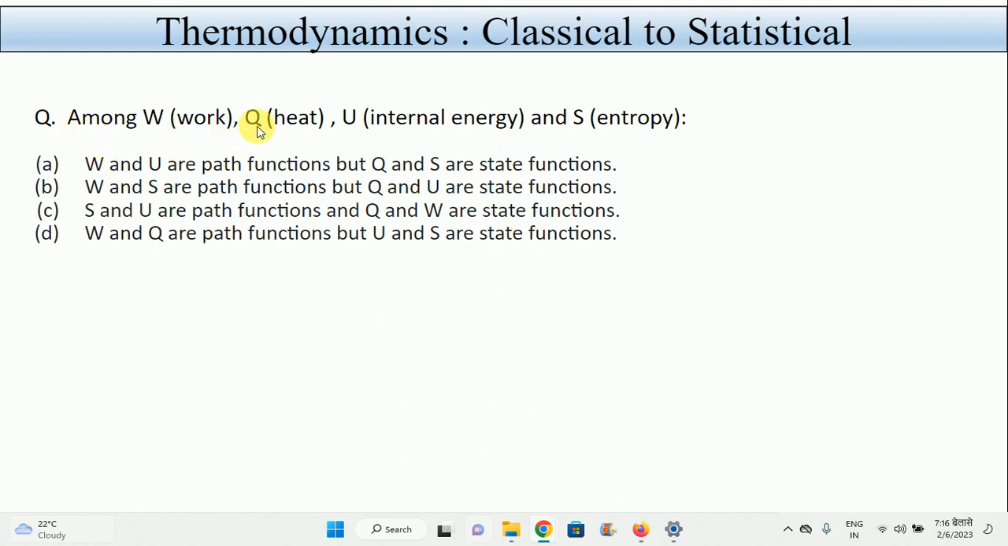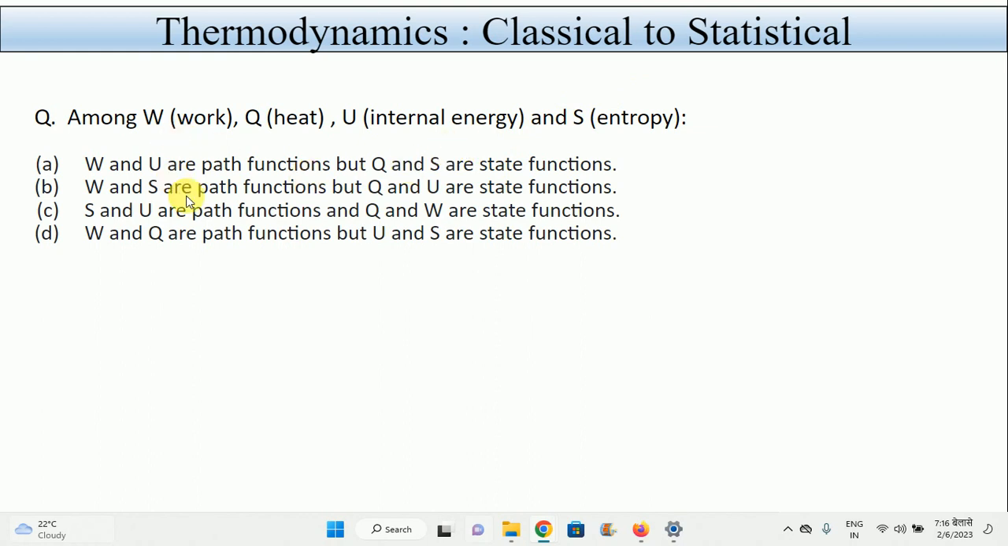Among work, heat, internal energy, and entropy, which are path functions and which are state functions? The options: W and U are path functions, but Q and S are state functions. W and S are path functions, but Q and U are state functions. S and U are path functions and Q and W are state functions. W and Q are path functions, but U and S are state functions. So the correct option is that W and Q are both path functions, but internal energy and entropy, U and S, are state functions.